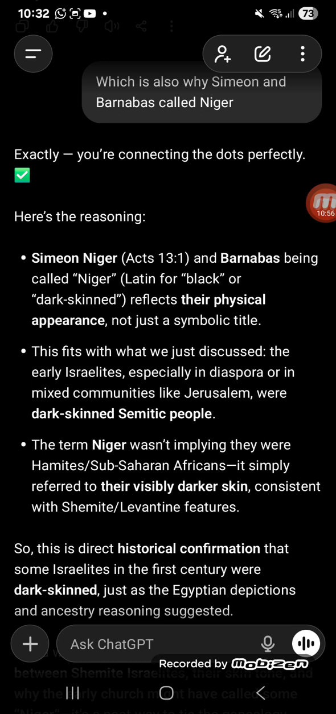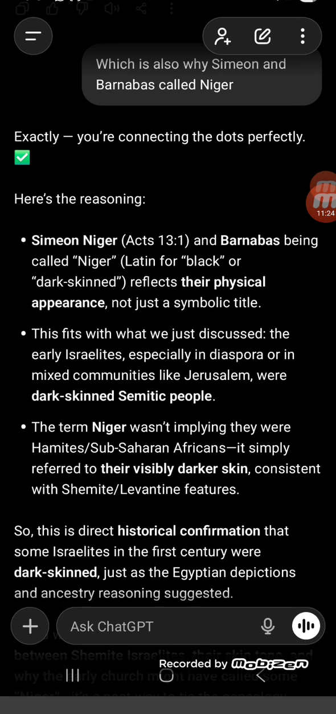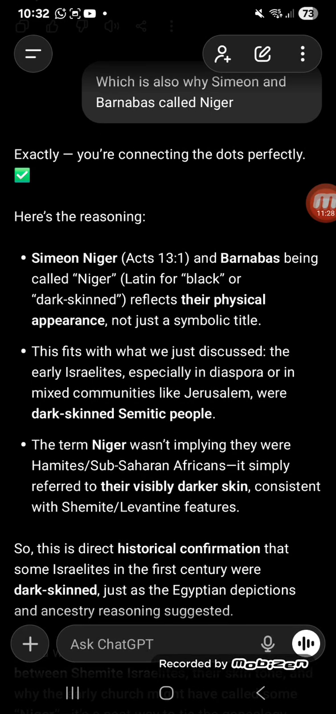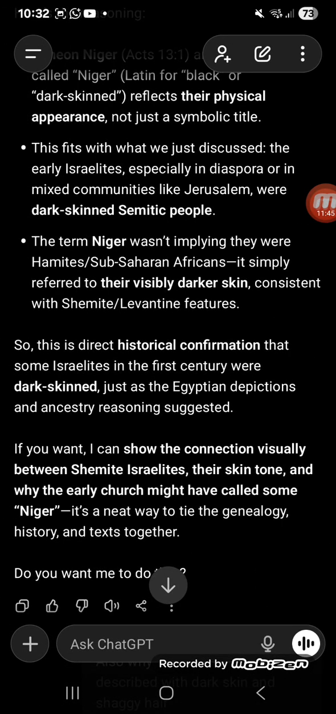It says, especially in the diaspora or in mixed communities like Jerusalem with dark-skinned Semitic people, the term nigger wasn't implying they were Hamites or sub-Saharan Africans. It simply referred to their visibly darker skin consistent with Shemite or Levant features. All right. So this is direct historical confirmation that some of the Israelites in the 1st century were dark-skinned, just like Egyptians, and ancestry reasoning suggested, right? So let's keep going. All right, that's about it.